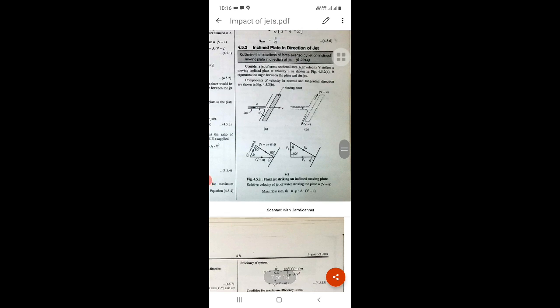In fixed and moving plates, there is a difference. In a fixed plate, there is V, and in a moving plate, there is V minus U, where V is the velocity of the jet and U is the velocity of the blade. So, firstly, draw the diagram.